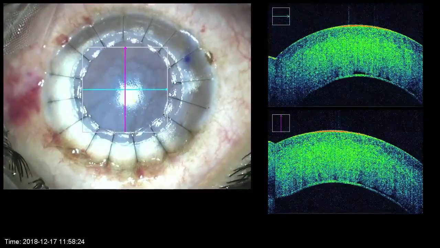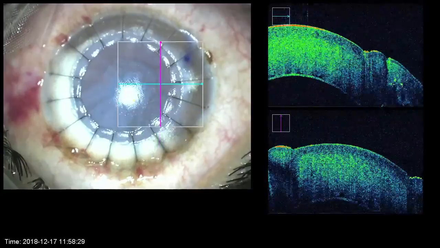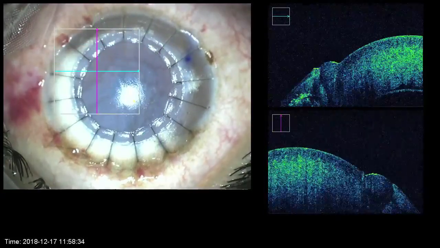Finally, the intraoperative OCT can be used to confirm the perfect apposition between the donor graft and the host's Descemet membrane.